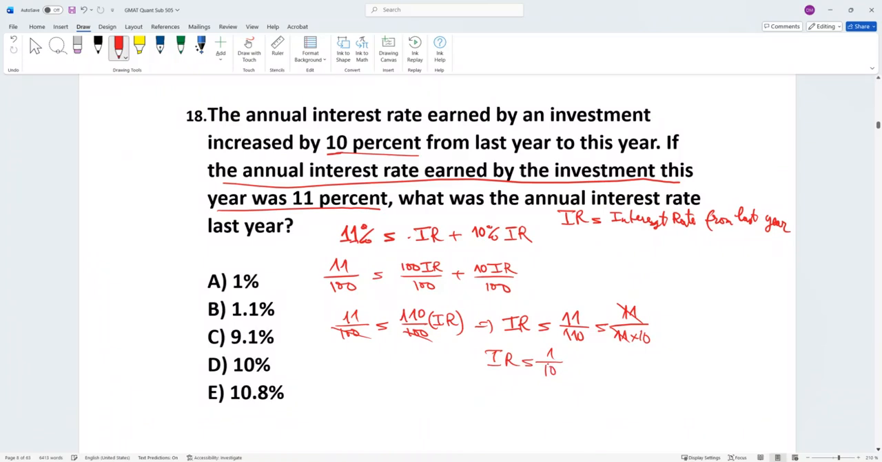And if we want to find this in terms of percentages, we simply multiply. We make sure that in the denominator here we have 100. In order to have it, we simply say 10 times 1 over 10 times 10. Okay, this will give 10 over 100, which is 10%. So the answer is D.